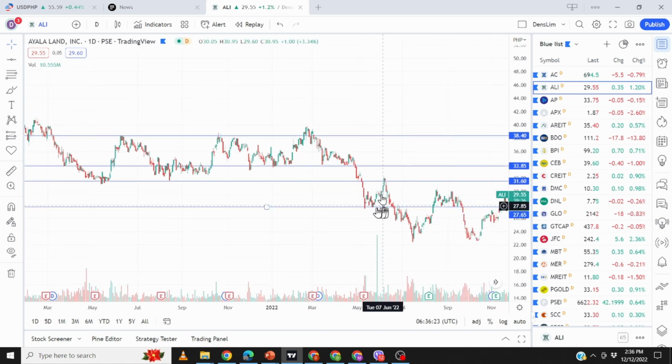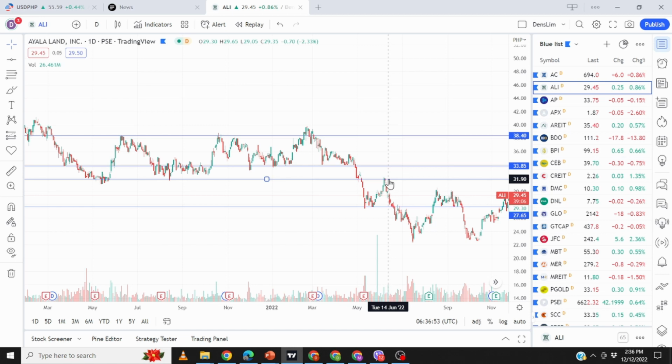There's a support level here. So if it breaks support here, the next support will be at this level, right? So if it breaks support, don't buy, wait for it to hit the next support level, right? And if it bounces off that support level, that support level that was previously broken becomes resistance, right? So now this is support, this is resistance.